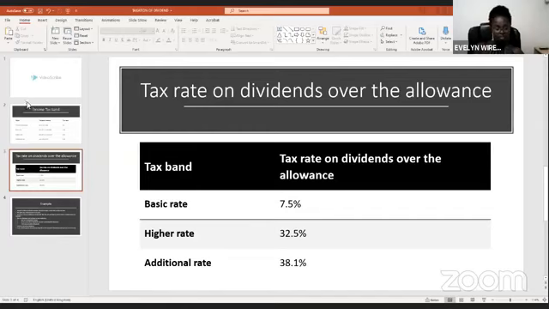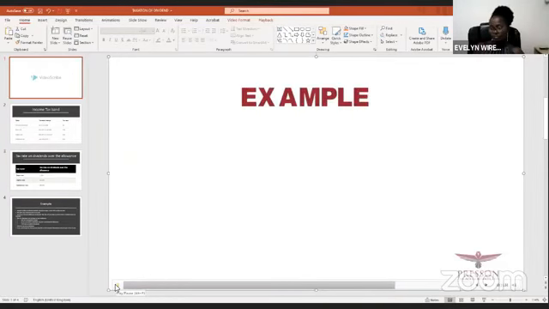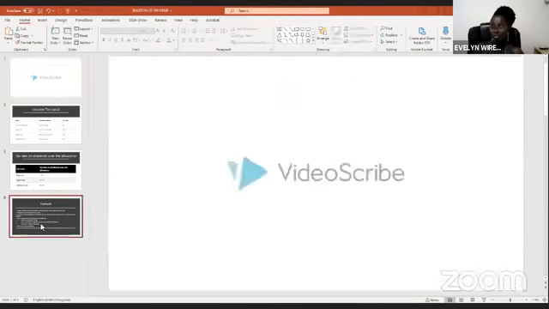Let's move on to the next point. I'll go back to the video now. So we've gone through the tax rate on dividend over allowances. Now we're going to apply it to an example, so let's look at the example on the screen.